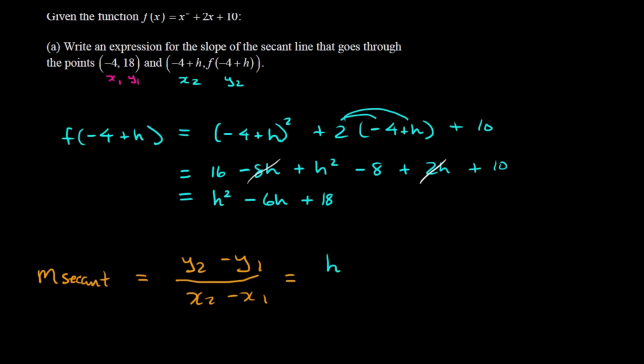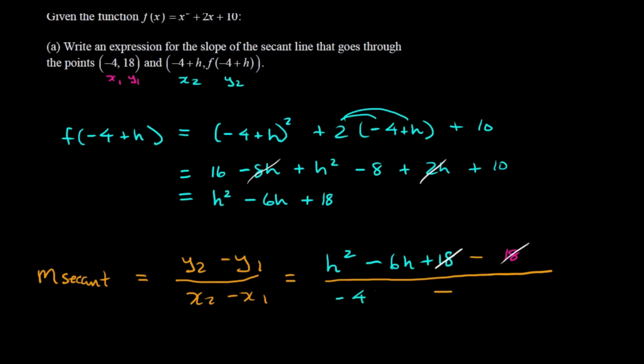There's our second y value, which is the output after inputting minus 4 plus h. It is h squared minus 6h plus 18. And then we can subtract our other y value. I guess I can subtract the h's on the bottom as well. So what do we got? Our other y value, of course, was also 18, and that's awesome because those will disappear once we subtract those in the numerator. And then down below, our second x value.